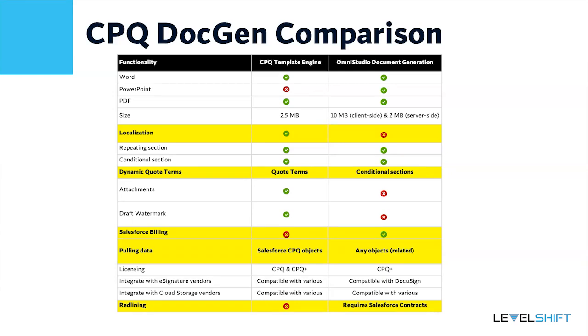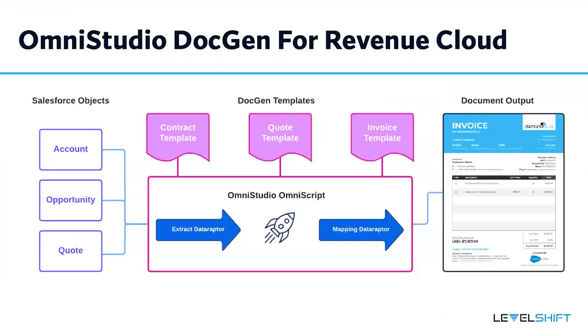And then redlining, no redlining per se, and standard CPQ functionality. OmniStudio, as mentioned, is part of the Salesforce contracts product, and that does allow for some redlining. So again, requires that, but expanded capabilities, and good to just see the comparison here.